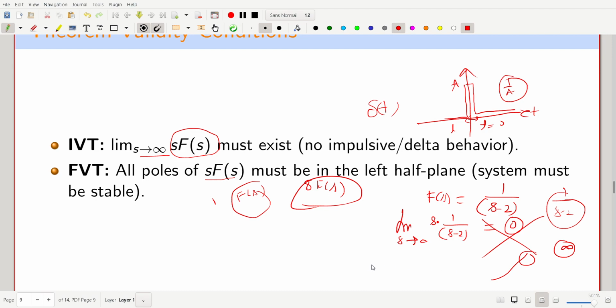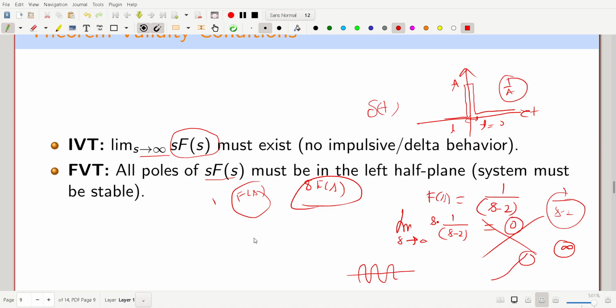In the case of an oscillatory system, if you get sine or cos kind of terms, the final value will not be determined. So either the system is unstable or it is oscillating, and we cannot find the final value by applying the final value theorem.